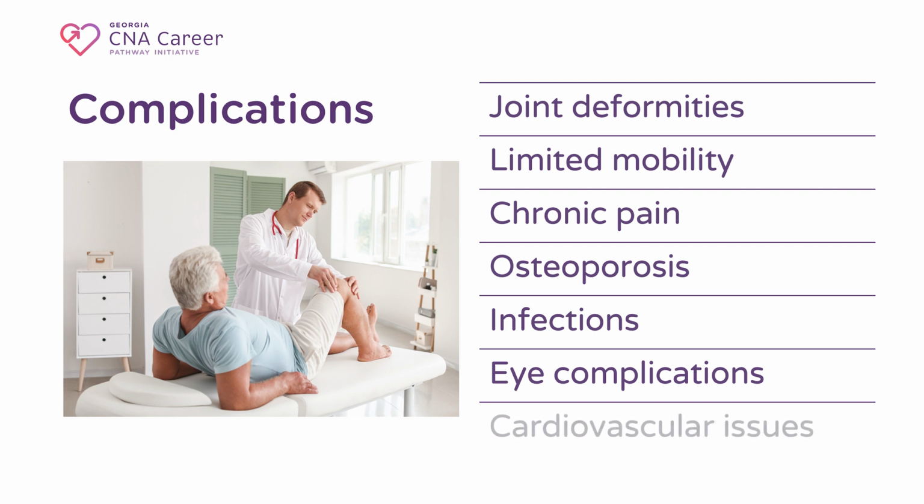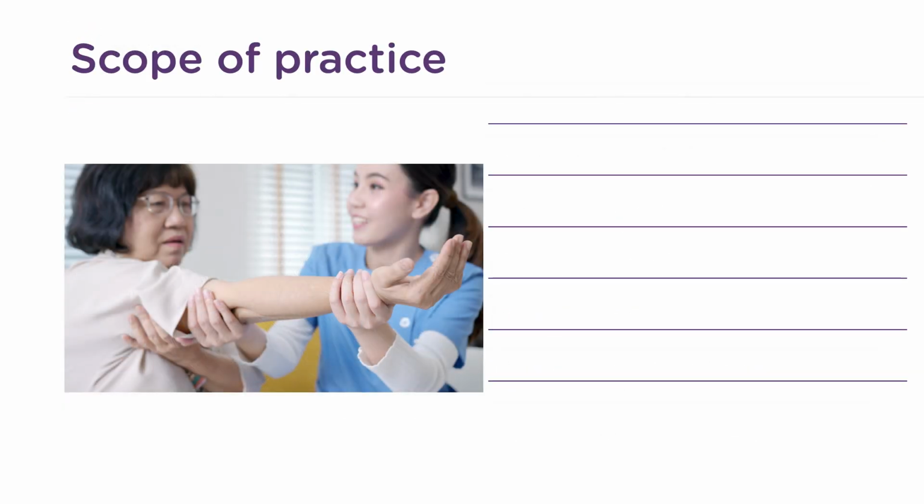7. Cardiovascular issues. Rheumatoid arthritis and other inflammatory types of arthritis are associated with an increased risk of cardiovascular diseases due to systemic inflammation. CNAs play a crucial role in supporting arthritic patients by assisting with activities of daily living, monitoring patients' conditions, and providing emotional support. Their scope of practice generally includes 1. Assisting with mobility. CNAs help patients move around, providing gentle support during transfers, walking, and exercises to maintain joint flexibility.